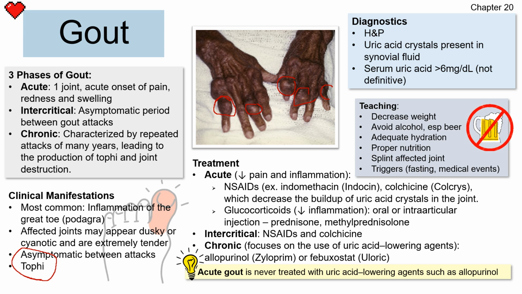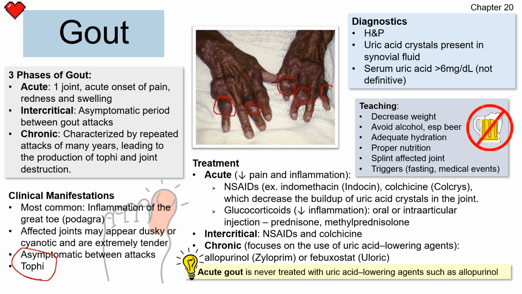That's going to be by way of NSAIDs and steroids. So that is going to be our go-to for the acute phase of gout. For the intercritical, which is going to be that asymptomatic period, if needed, we're going to give NSAIDs and we're going to give colchicine. So colchicine should not be given during the acute phase because this medication is uric acid lowering.